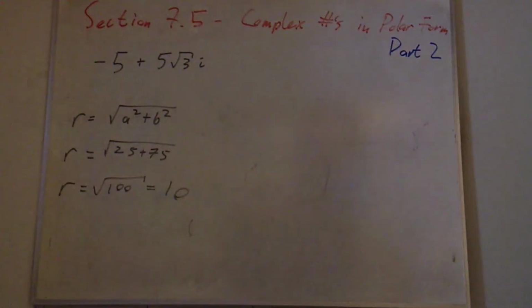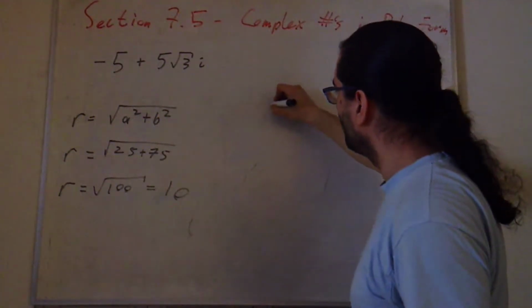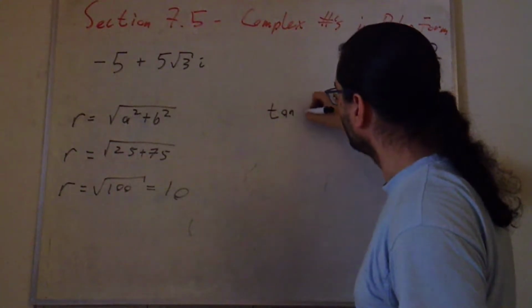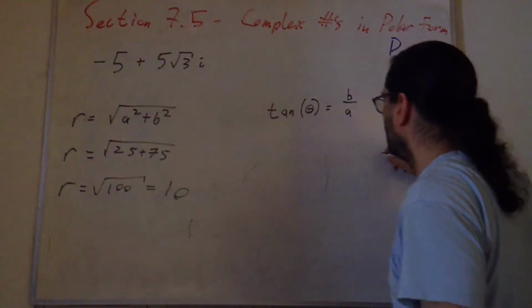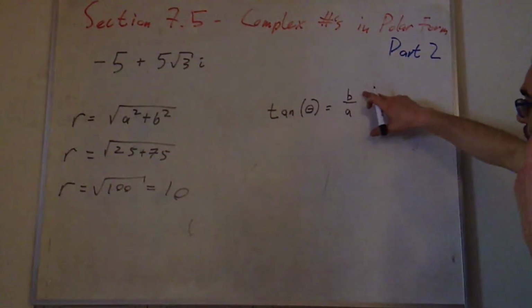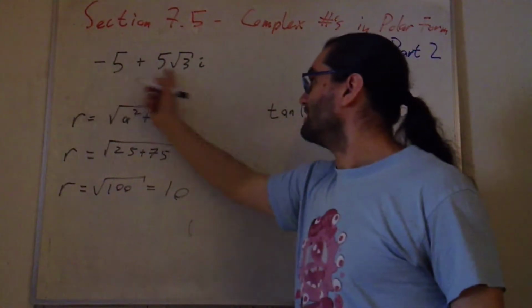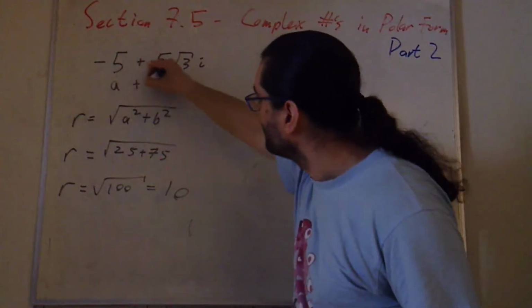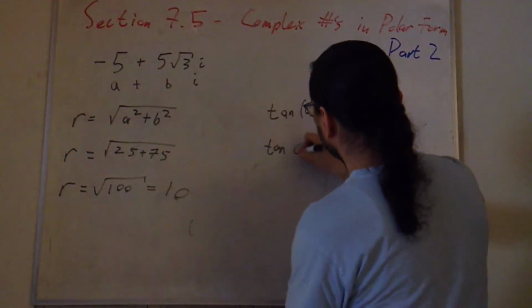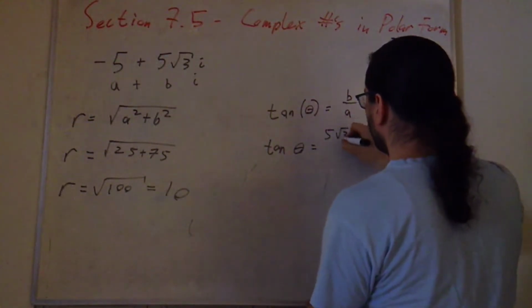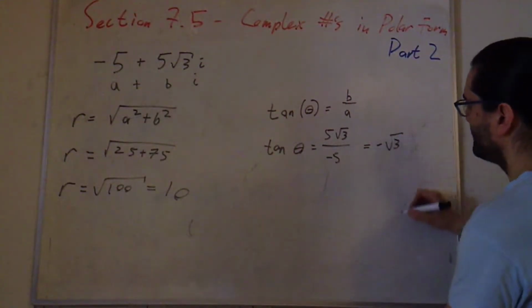Pretty straightforward there. I also need to find a theta if I'm going to transform this into a polar form complex number. And for that, we have that the tangent of theta equals b over a. In section 7.3, we would have said y over x, but we don't have y's and x's anymore. We have a's and b's. A plus bi. So, the tangent of theta equals 5 root 3 over -5, which is -√3.